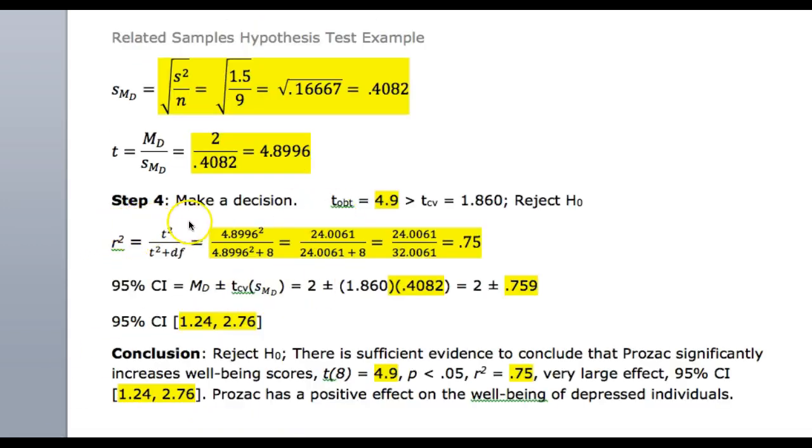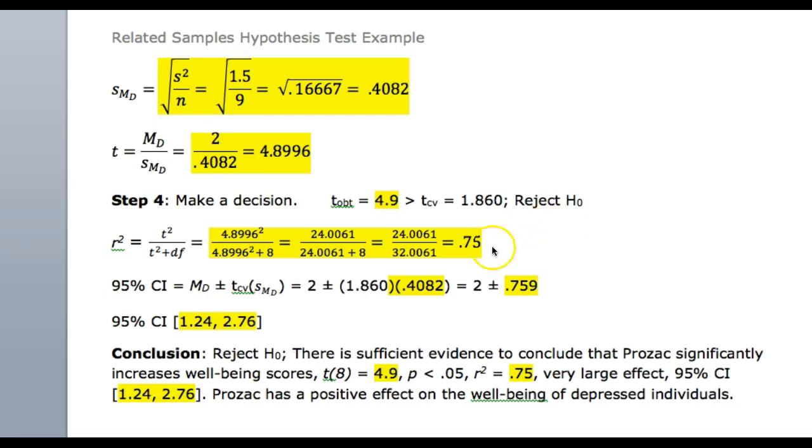All right, so this brings us to step 4, make a decision. So our calculated t is equal to 4.9, which is greater than our t critical value of 1.860. So yes, we reject the null hypothesis. Now, since we've rejected the null hypothesis, we need to measure the effect size, right? How big of a difference are we looking at, right?